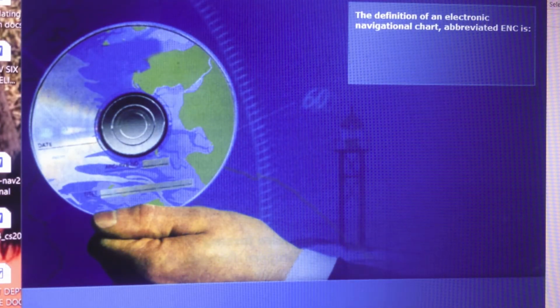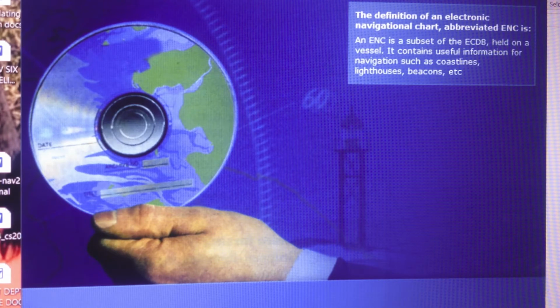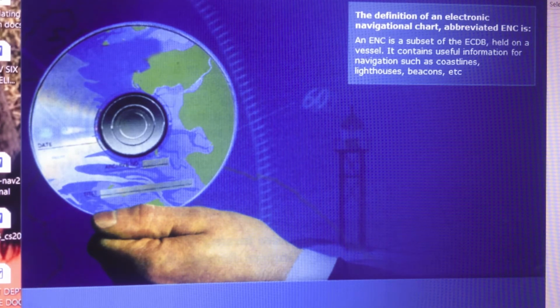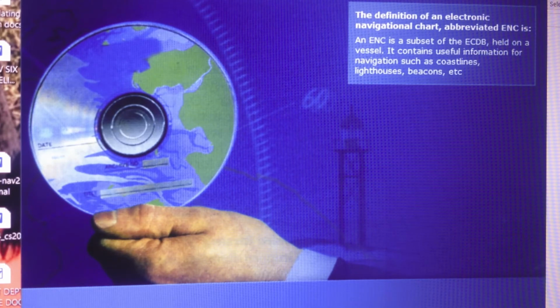The definition of an electronic navigational chart, abbreviated ENC, is: an ENC is a subset of the ECDB held on a vessel. It contains useful information for navigation, such as coastlines, lighthouses, beacons, etc.